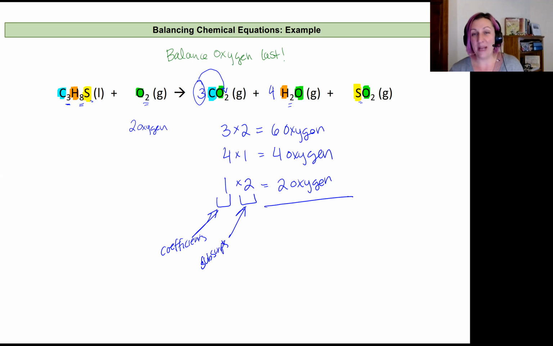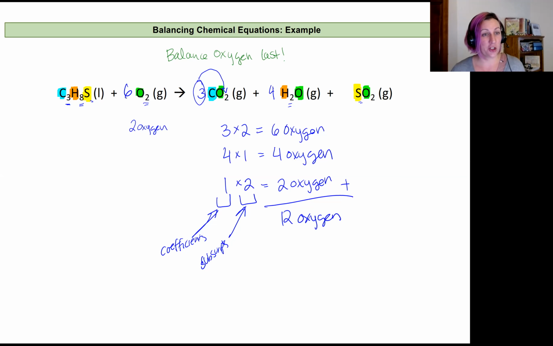All right, now I'm going to add all of these up because they're all in my products, even if they're in separate molecules. So it's going to be a total of 12 oxygen. So I have 12 on my product side and 2 on my reactant side. If I multiply my reactant side by 6, I'll have 12 oxygen atoms there, and then everything is balanced. So now I have everything balanced.